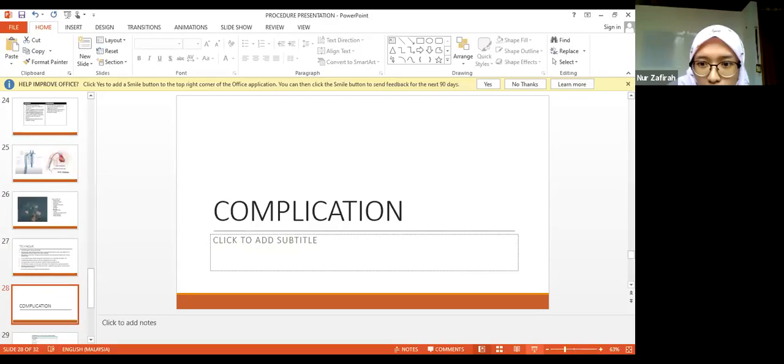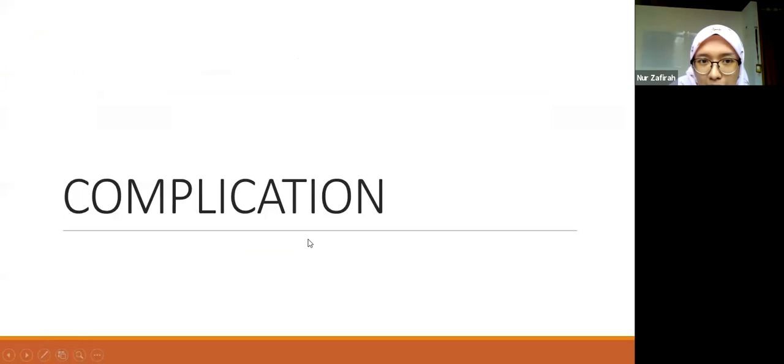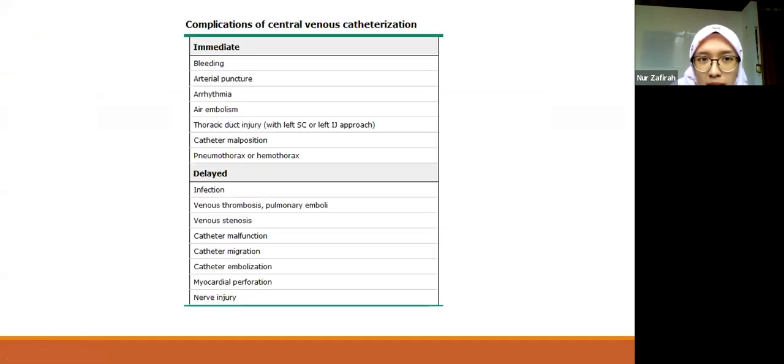Okay, next one is the complications of the central venous catheter. This is general. First the immediate ones. Because we insert the needle, it can cause bleeding, and if we miss a coagulopathy patient, it can cause more bleeding. Then arterial puncture, like carotid or femoral artery puncture. Then the arrhythmia that I already mentioned before. Next is air embolism, especially with a large bore catheter. That's why the Trendelenburg position is good to reduce the risk of air embolism.